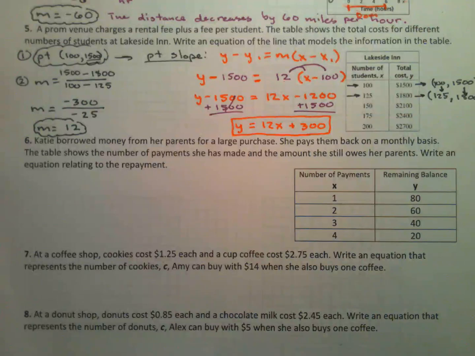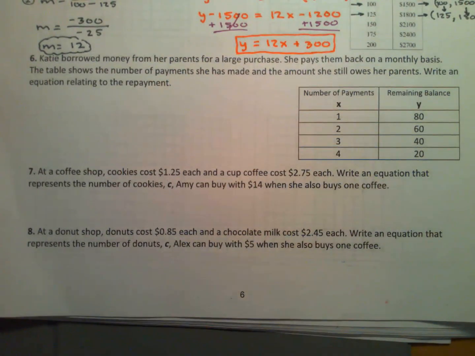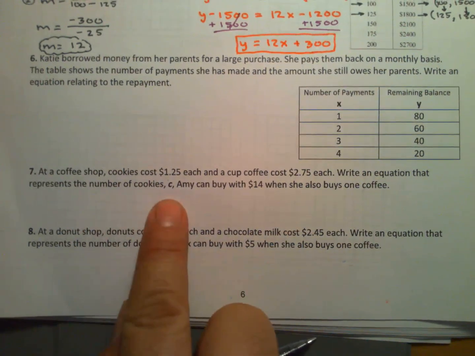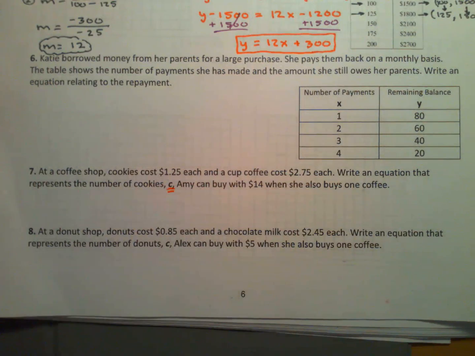So I'm going to skip ahead to number 7. This will be our last one, because then you need to try number 8. This is actually less work than anything else. For number 7 and number 8, they just want me to create an equation that represents, in this case, the number of cookies C. So here's the thing. They want you to use this letter. So they don't want you to use X and Y.